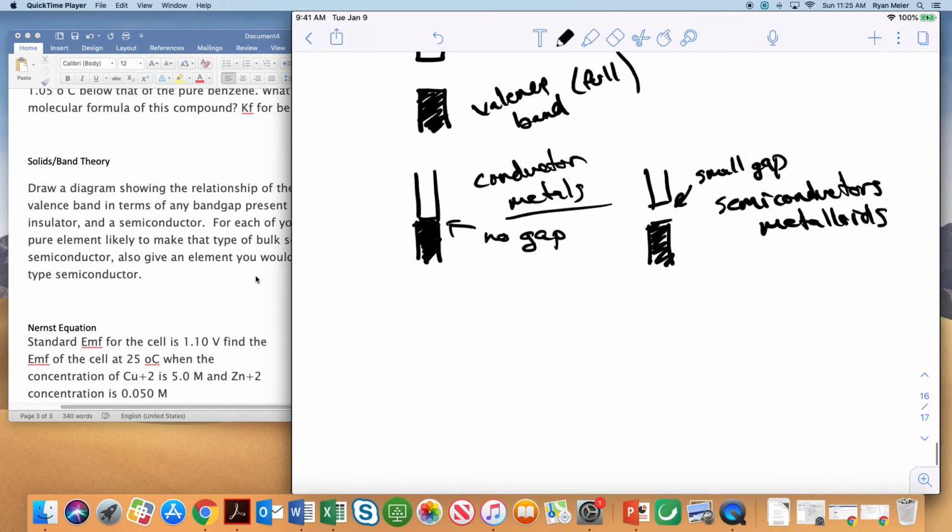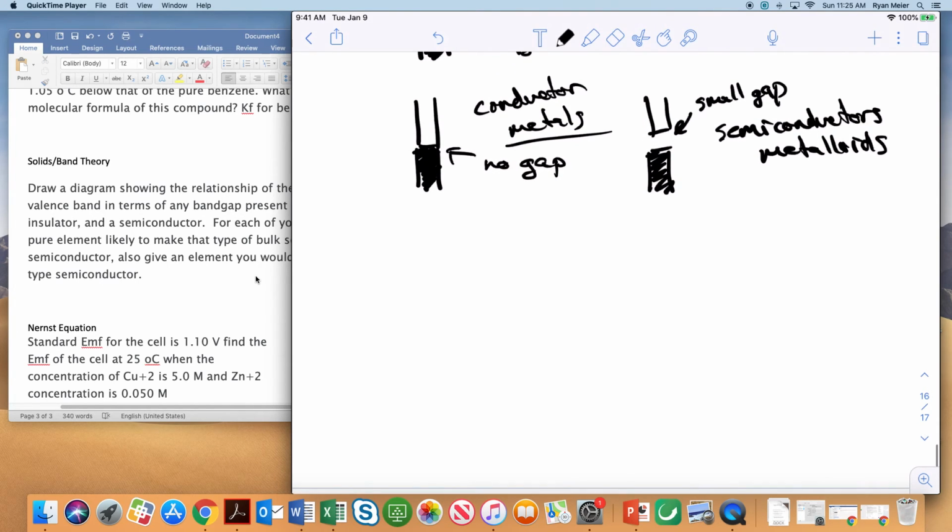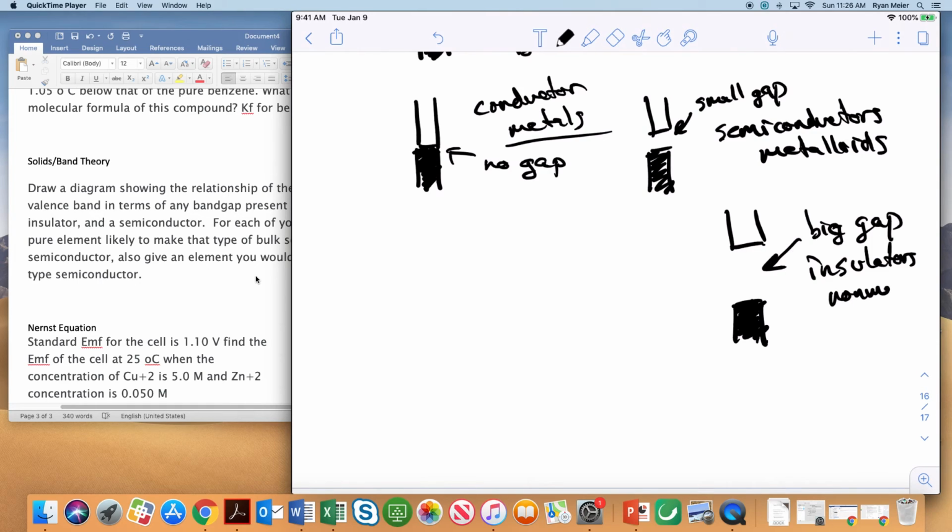And then we have our last possibility, which is if that gap is really big. Let's say we have a big gap, and we refer to this as a band gap specifically. So if we have a big gap here between what's full and what's empty, now we have what's called insulators, and these are typically made by our nonmetals.